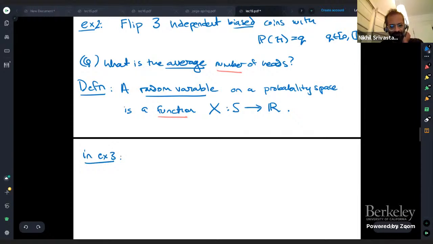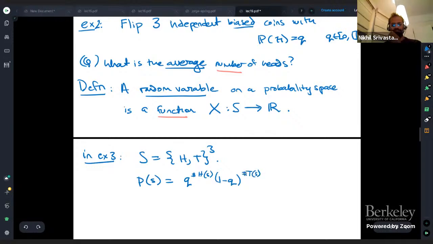So in the example, what's the probability space? So sample space is again heads and tails, 3 of them. The probabilities are now more interesting. The probability of a particular outcome is, well, the probability of heads is Q. So it's Q to the number of heads times 1 minus Q raised to the number of tails. This is a slight twist from what we did earlier. But this P is a function on the sample space. And why am I multiplying these numbers together?